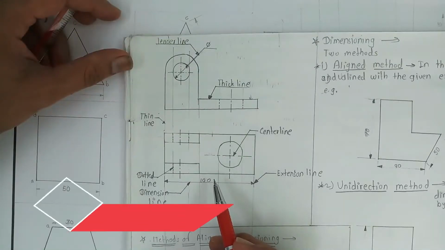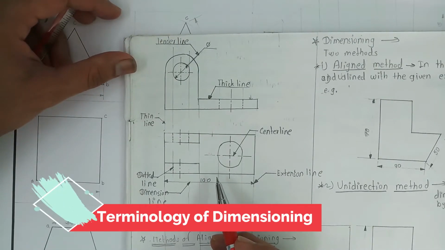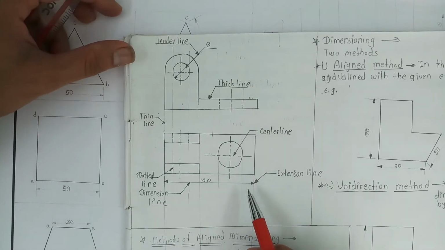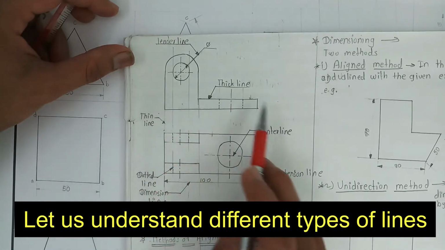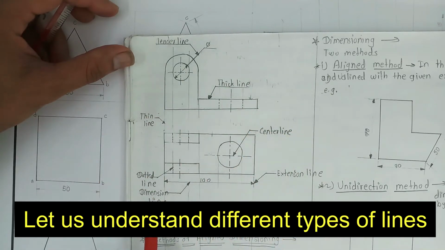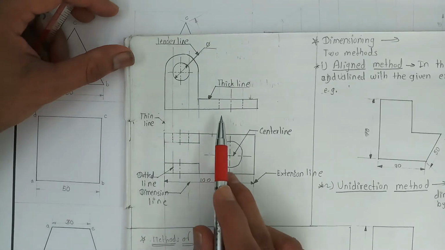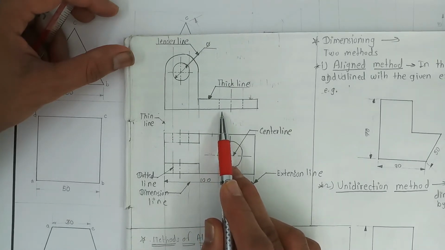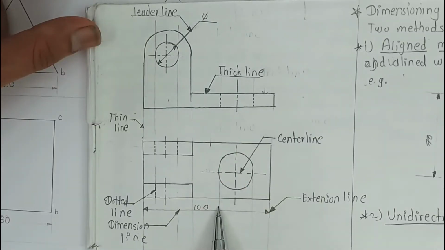Before we go for the dimensioning methods, let me make you aware of the terminology which we use in the dimensioning. In last unit we studied different types of lines. So through these two views I am going to make you aware of the different types of lines. Now these are the two views of a particular object, which you will later on understand during the topic of orthographic projections. This is front view of the object and this is top view of the object.